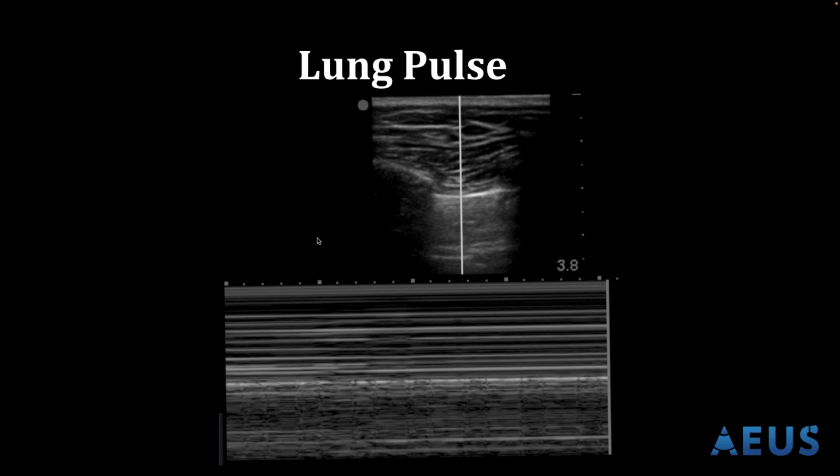Another helpful finding is the lung pulse, which is seen with absent lung sliding not due to a pneumothorax. It is caused by cardiac vibrations that are transmitted to the pleural surface, generating rhythmic movement at the pleural line. In order for these cardiac pulsations to be transmitted, the visceral and parietal pleura must be in contact with one another. Lung pulse is helpful in identifying false positive causes of absent lung sliding, for example, adhesions or atelectasis. In a normal lung, lung sliding predominates and obscures the lung pulse.